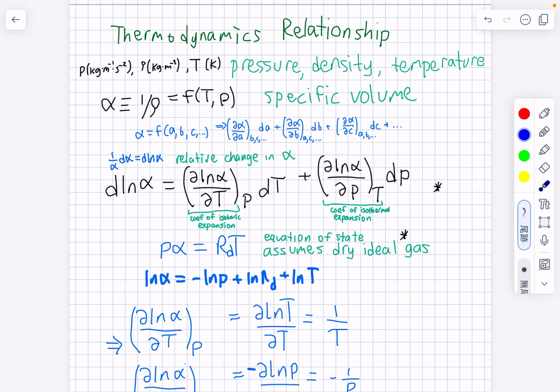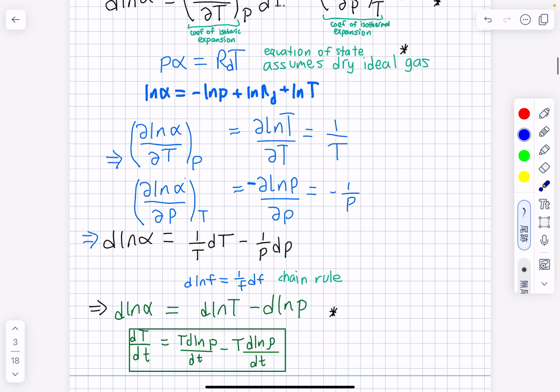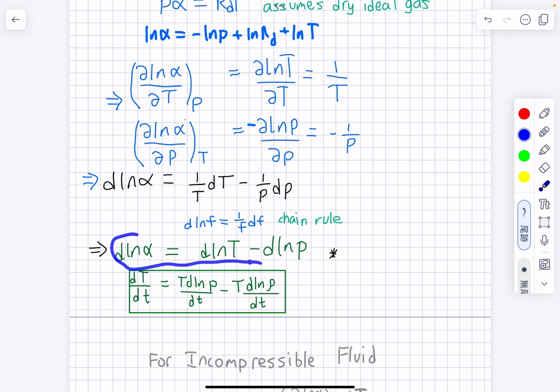Last time we discussed the equation of state relating pressure, density, and temperature, and now to continue with thermodynamics, we'll be continuing with what I call the thermodynamics relationship, which, just to give some spoilers, is this equation right here. It's basically telling how the logarithm of specific volume or density is related to the logarithm change of temperature minus the differential of the logarithm of pressure.